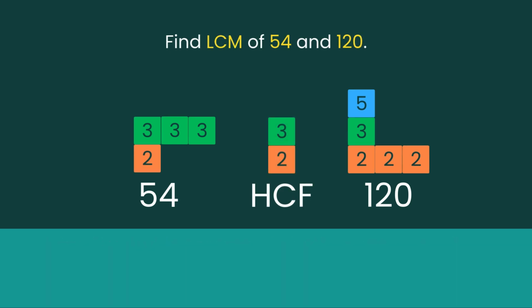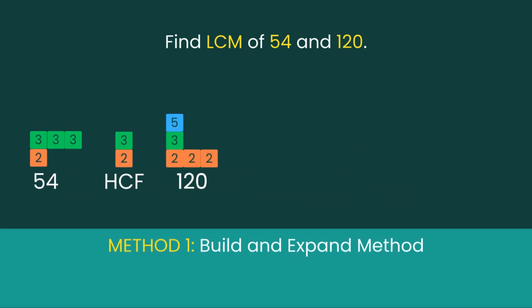To find the least common multiple, LCM, let's use the build and expand method we learned in the last video. We will start with the number 120. Do you see the number 54 also in this number? No? What can we do to make this number include 54? Exactly! We need to attach 2 cards of a 3. This new number contains both numbers without any extra cards. This is the LCM of 54 and 120.